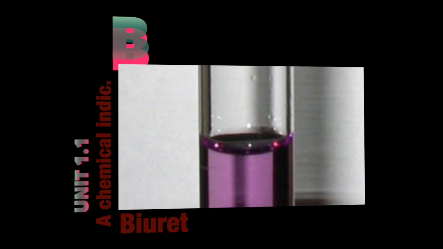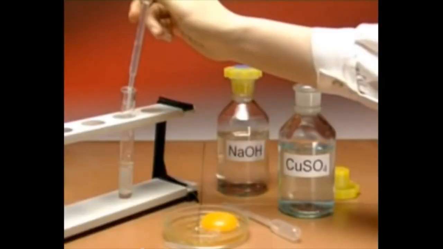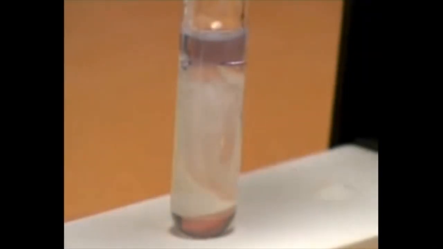An example of a chemical indicator is Biuret, which is used to indicate when there is a molecule of protein in the substance. Biuret is mixed with a substance to verify whether or not the substance contains protein molecules. A negative result is the mixture staying the same color, whereas a positive result makes the mixture turn purplish.